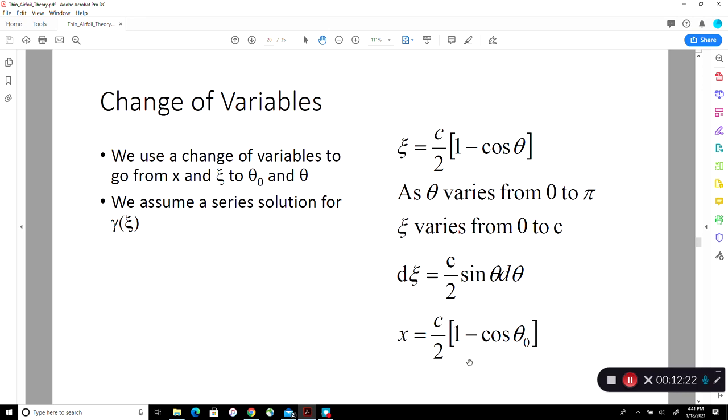How about x? Same variable variation, except we have theta as a variable, so this is a fixed point. So I'm going to call theta naught some fixed angle that represents x. So if somebody gives me x and c, I can always solve for theta naught. For example, let's say x was c over 2. Then 1 minus cosine theta must be equal to 1. That means cosine theta naught should be 0. That means theta naught must be pi over 2. So I can always solve for theta naught if I know where that point P is located, where I'm applying the boundary condition.